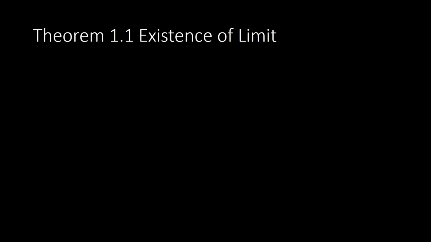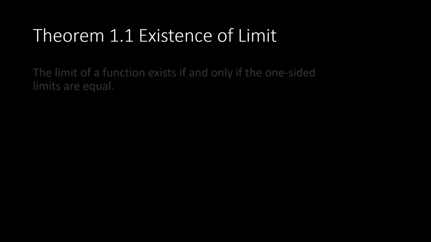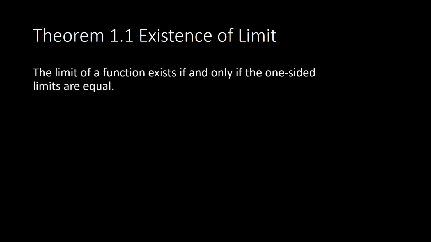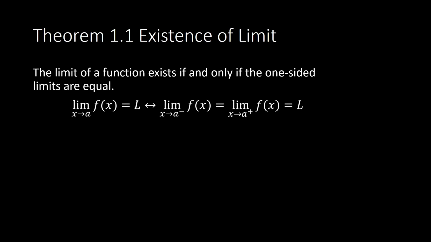So this is our theorem about the existence of the limit. The limit of a function exists if and only if the one-sided limits are equal. The limit of f of x as x approaches a is equal to L, and L is a real number, if and only if the limit of our function as x approaches a from the left is equal to the limit of our function as x approaches a from the right, and it is equal to this same L.